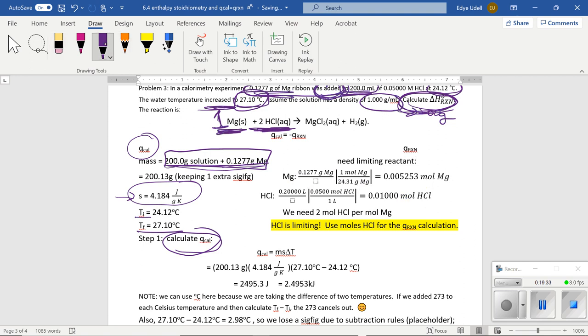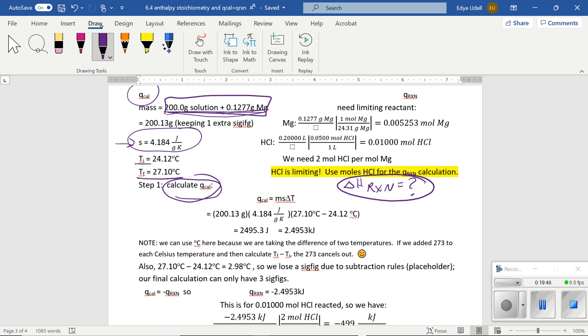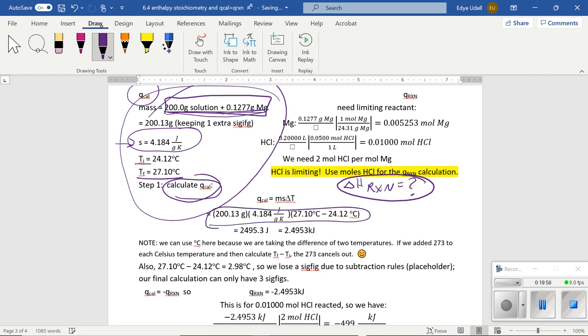Okay. So I have been asking: delta H reaction is question mark. That's what I'm looking for. We never start on the side that we're looking for something. Always start with the side where there's no question marks. So I don't have any question marks over here, which means I can calculate ms delta T. I'm just plugging in my values to calculate my ms delta T.